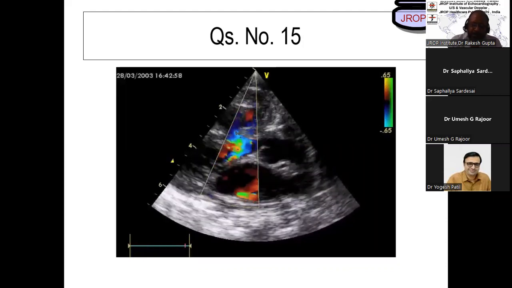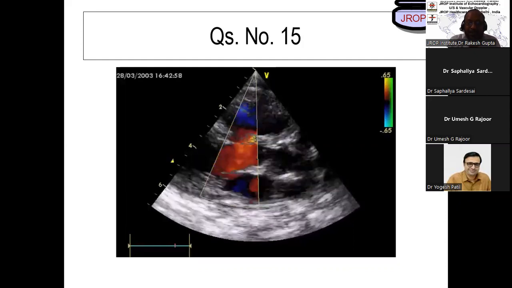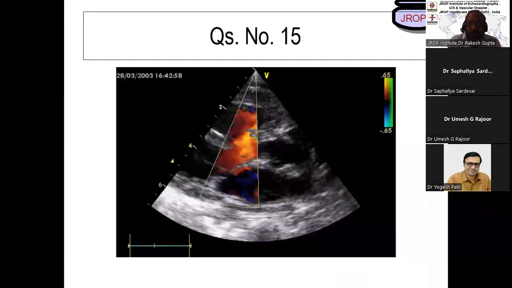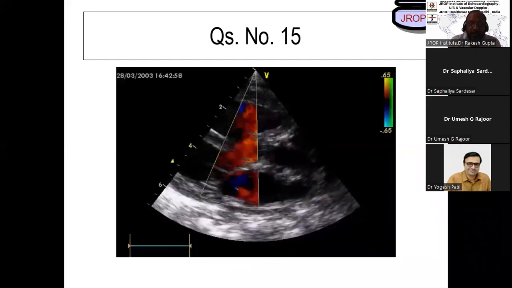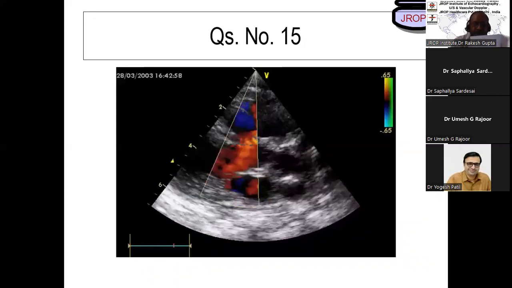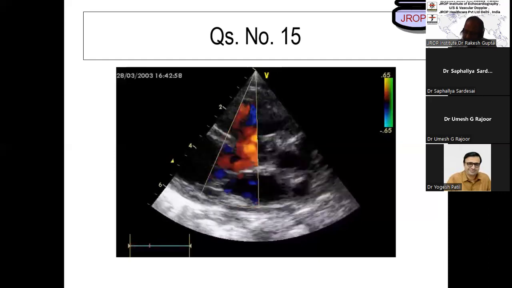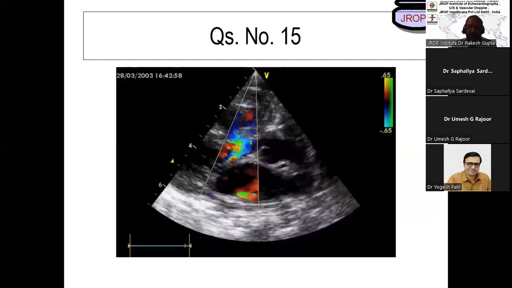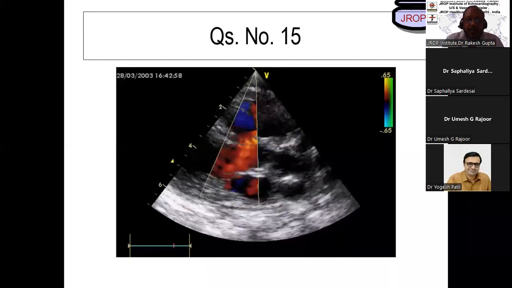Perimembranous VSD. So what is specific in this VSD? Just look very carefully. There's bidirectional flow. Perfect. Why do you say it's bidirectional? There is flow from LV to RV as well as the opposite side.